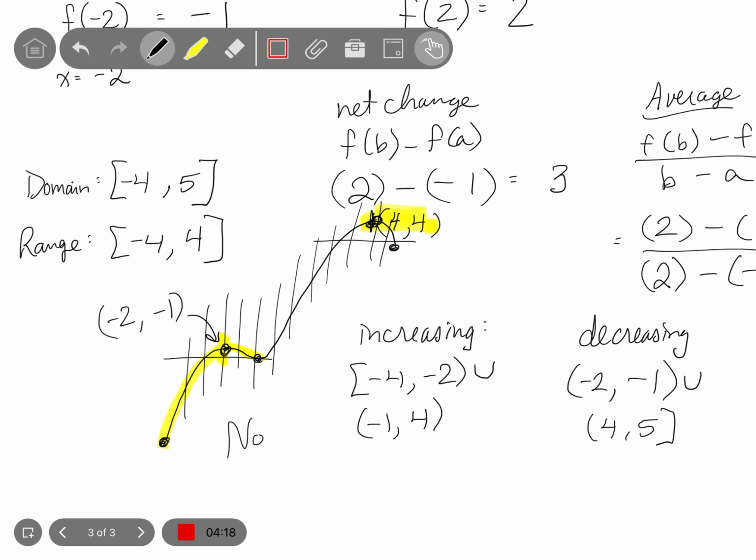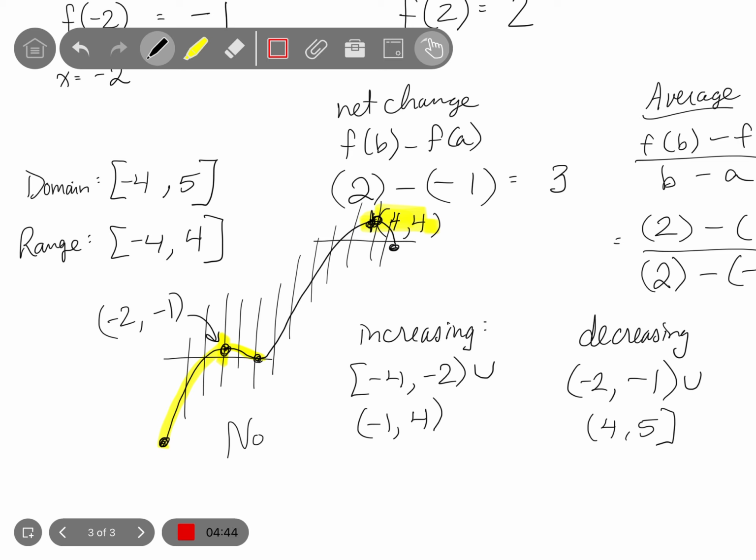The domain for this one and the range, the domain is a little bit different and the range is different just because this does not go on forever. It does not have arrows. So that's why it has brackets, because it equaled those. And so the domain, remember, goes from left to right, and it goes from negative 4 all the way to positive 5. And the range goes from the bottom up, and it's negative 4 to positive 4.